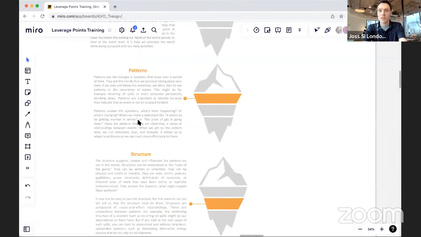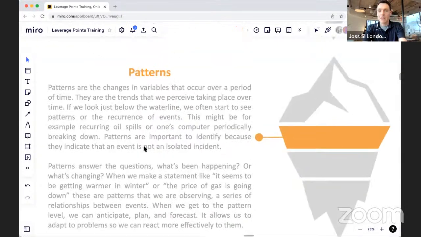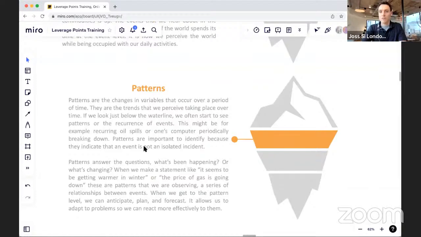So those are the events, and beneath those are patterns over time. Patterns are the changes in variables that occur over time. They're the trends that we perceive taking place. If we look just below the waterline, we often start to see patterns or the reoccurrence of events. This might be, for example, reoccurring oil spills or one's computer periodically breaking down. Patterns are important to identify because they indicate an event is not an isolated incident.